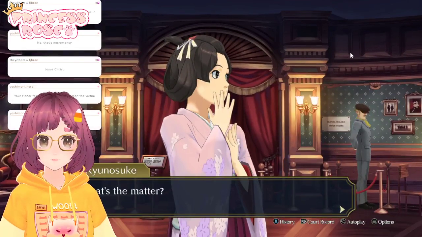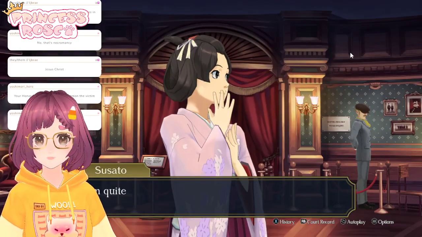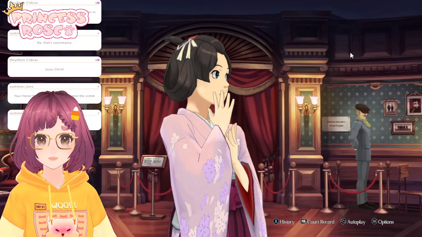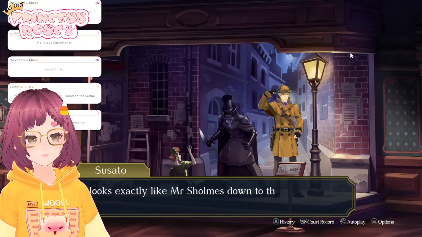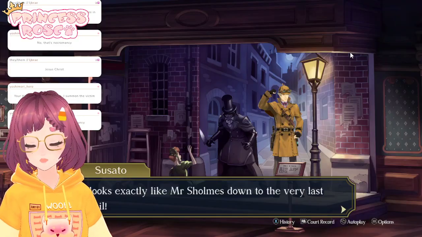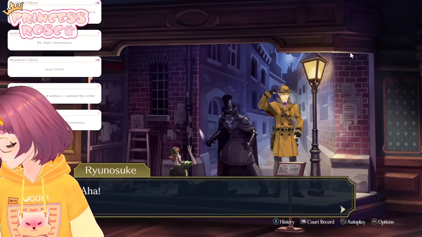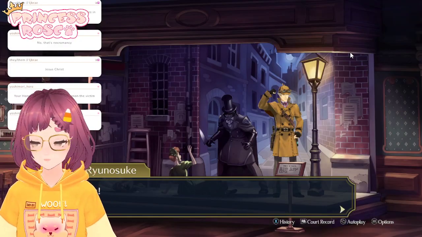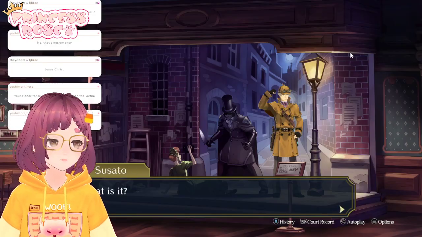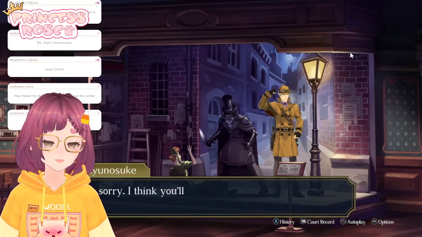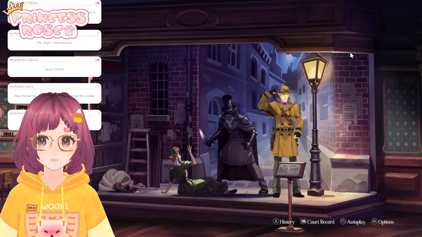Eek! What's the matter? Look, Mr. Naruhodo, look at that waxwork. I'm quite sure it wasn't there before. Oh, that's Sholmes. Okay, there he is. It looks exactly like Mr. Sholmes down to the very last detail. Aha! What is it? Oh, sorry. I think you'll find that's the temporary waxwork himself.